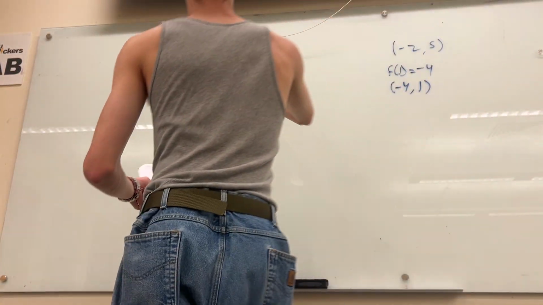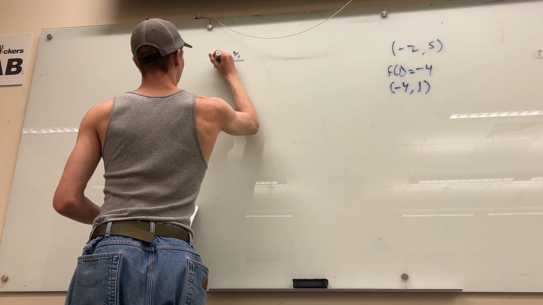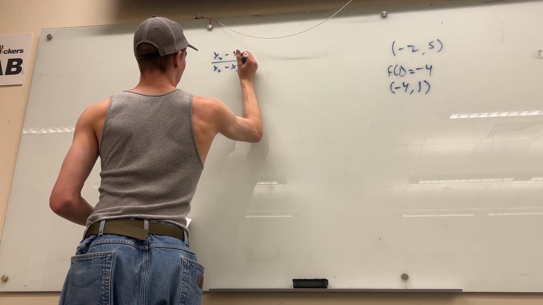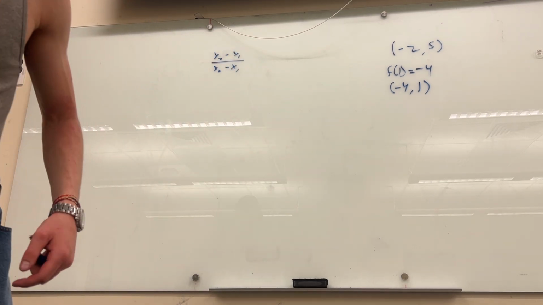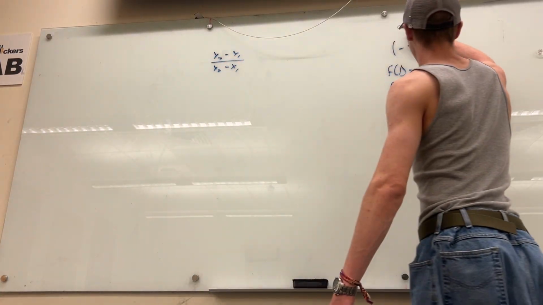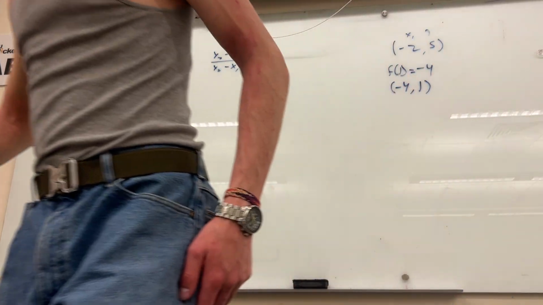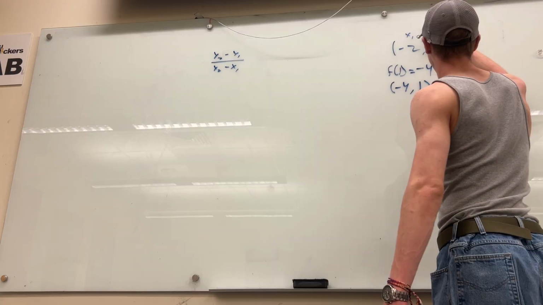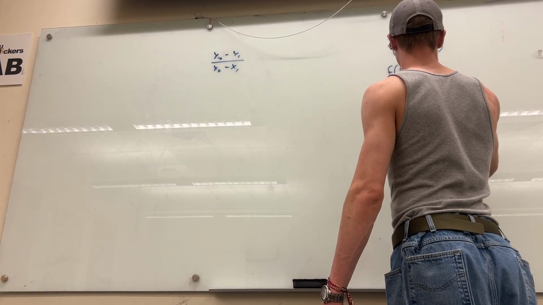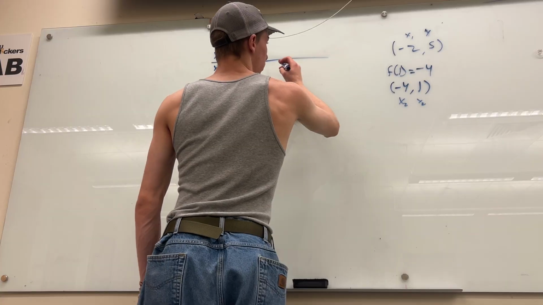So y2 minus y1 over x2 minus x1, that is our slope. Let's call this x1, y1, x2, y2. So we plug those in.